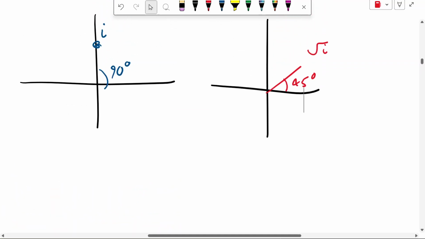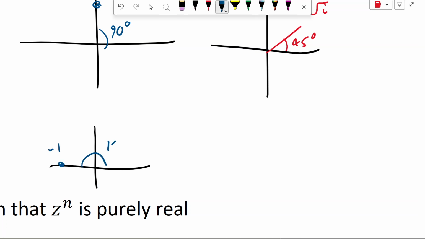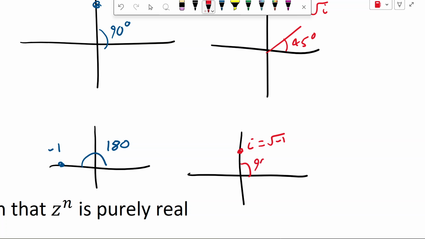One other thing that's really cool is if we look at here, for example, this number, which is -1, has an angle of 180 degrees. I'm working in degrees just to hopefully make it a bit more intuitive. We call this number i the square root of -1, and guess what? It's got an angle of 90 degrees, which is half.